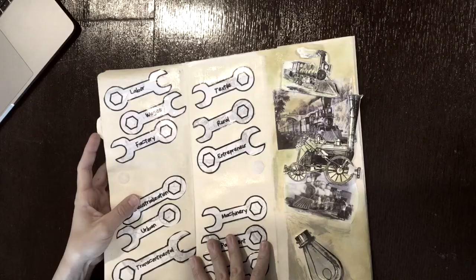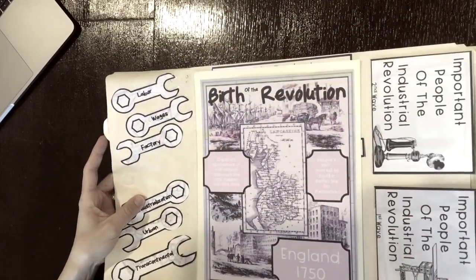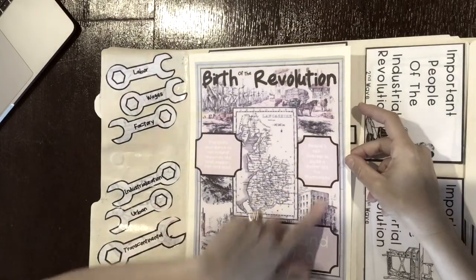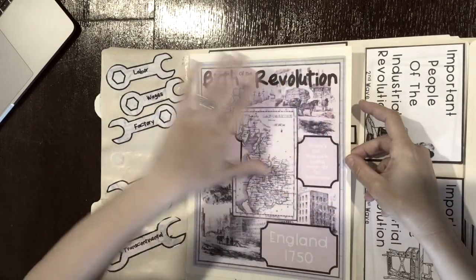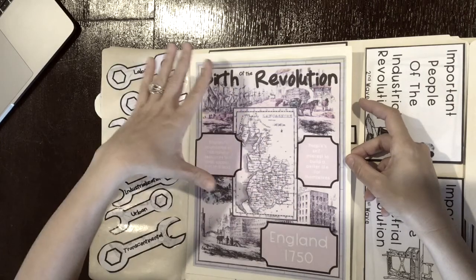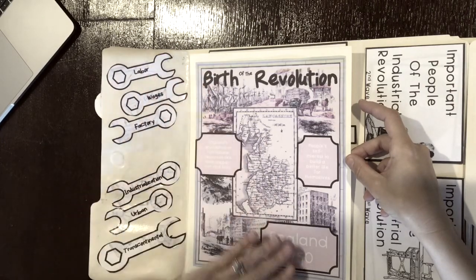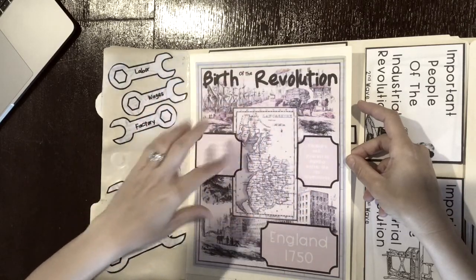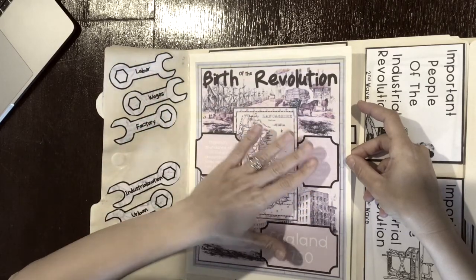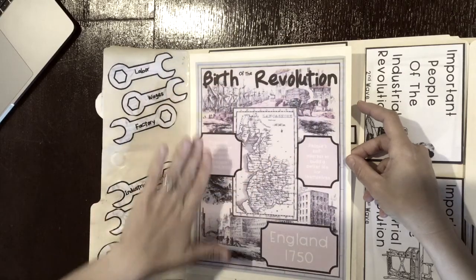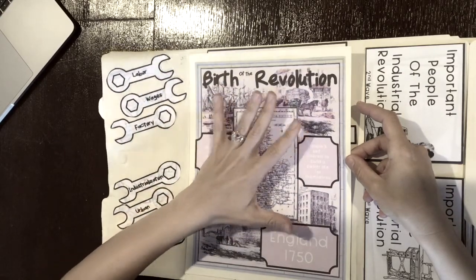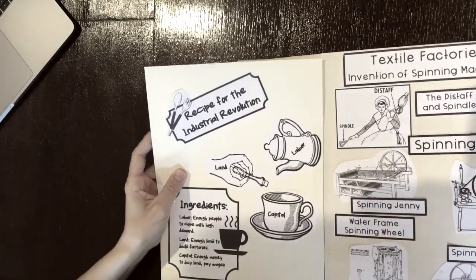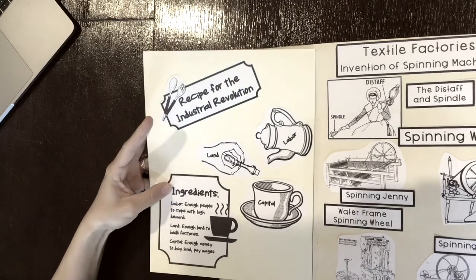So again, remember, this is how you're going to open the lab book to your right. Then this is your first cardstock insert right here. Now in here we have a picture of what the Industrial Revolution was about. In England, 1750, some of the little facts for your kids to remember and to have a visual of the booming of the Industrial Revolution. And then on the other side of that cardstock, you have the recipe for the Industrial Revolution.